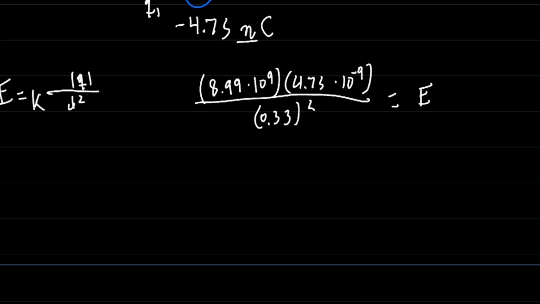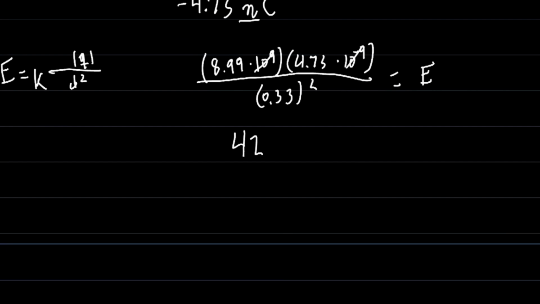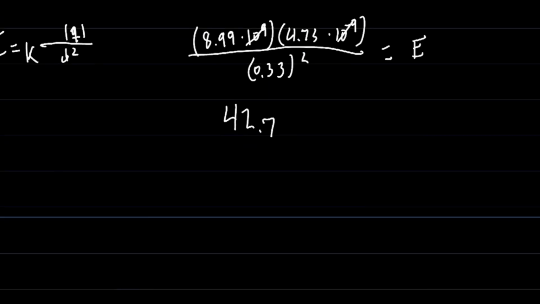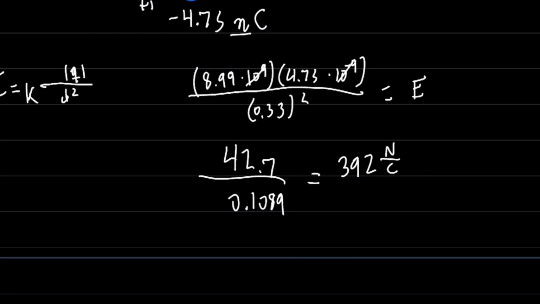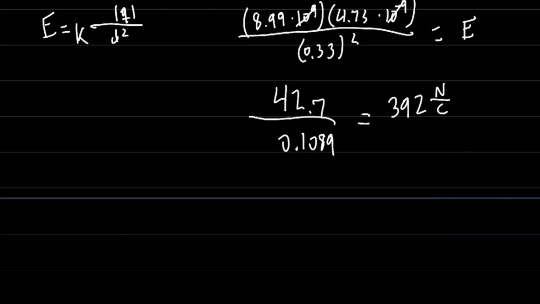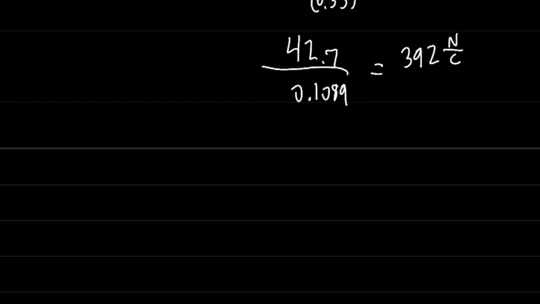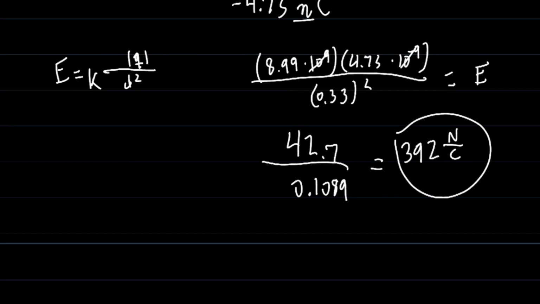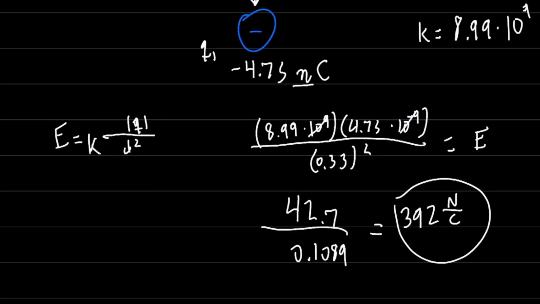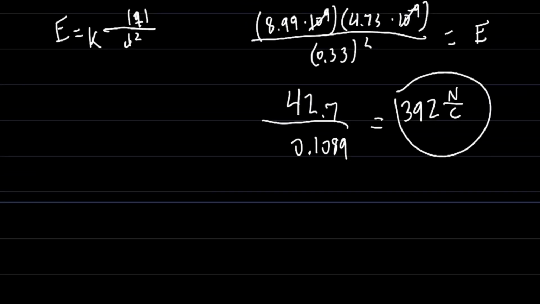So we can just solve our first step here. We can cancel these out and get 42.7, and then 0.33 squared is 0.1089, and this would get us around 392. Yes, and this is the SI unit for electric field, or magnitude of an electric field. So that would be our answer for A. That would be the magnitude from that distance.